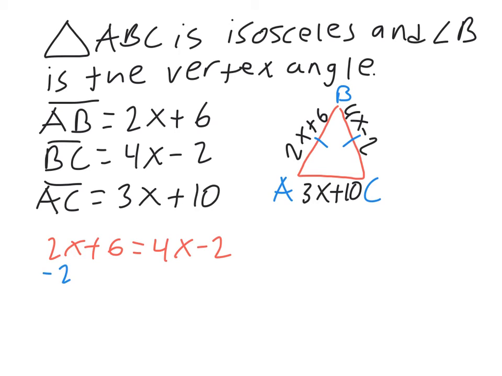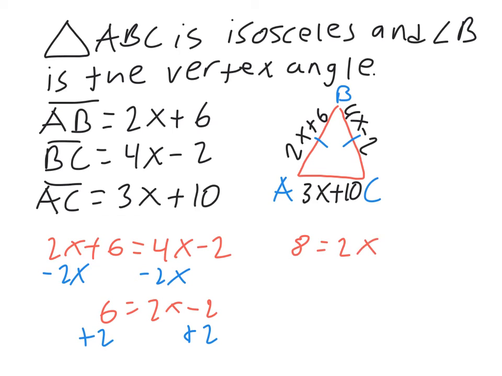Let's subtract 2x from both sides to get them together. Gives us 6 equals 2x minus 2. Add 2 to both sides will give us 8 equals 2x. Divide both sides by 2. And that'll give us x equals 4.